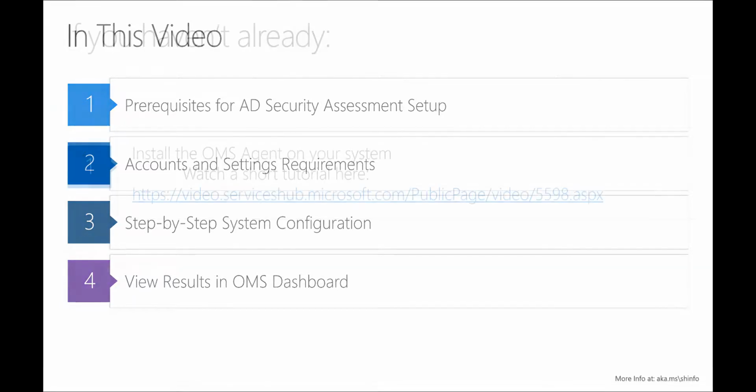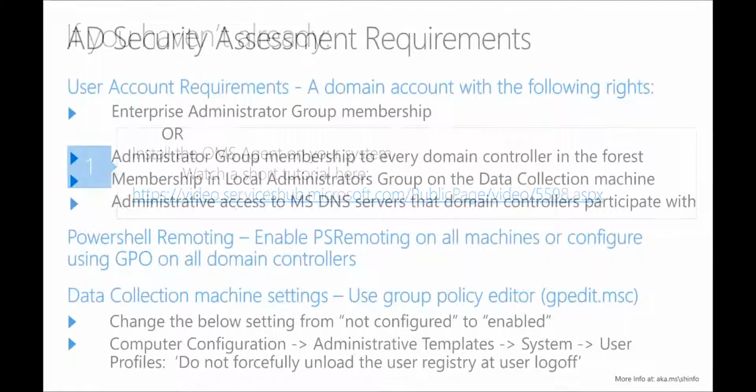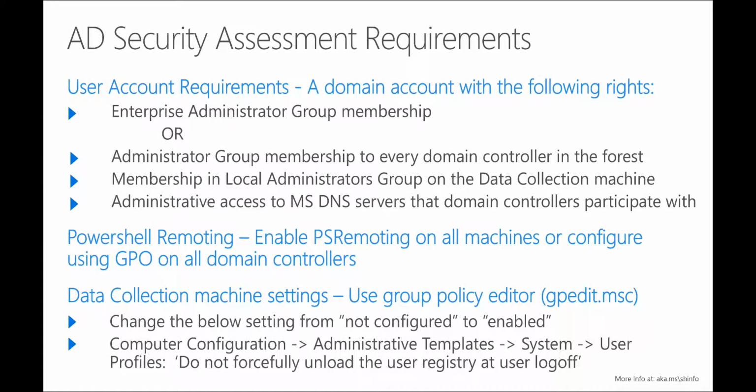results of the assessment. If you haven't already, you'll need to install the Services Hub on-demand assessment agent on your system. You can watch a short tutorial video at the link displayed here. In this video, you'll learn how to set up the Active Directory security assessment. Once you've installed the agent, you'll be able to configure the assessment.